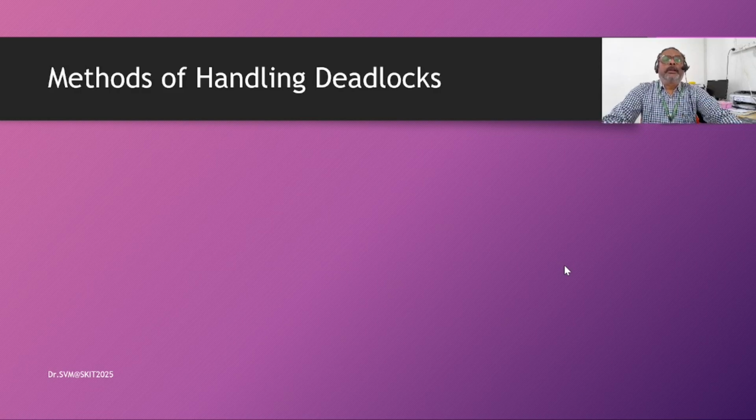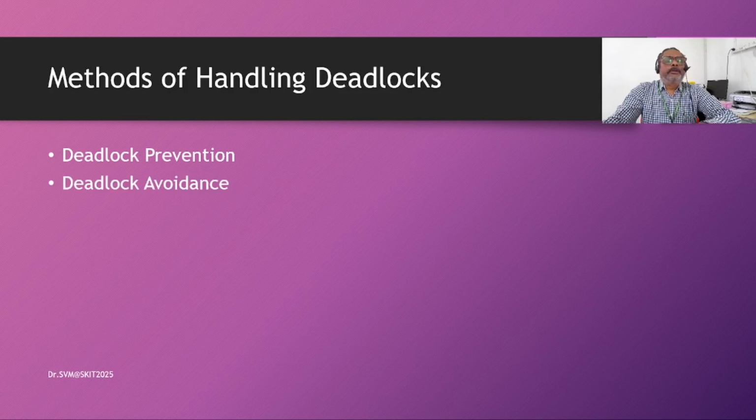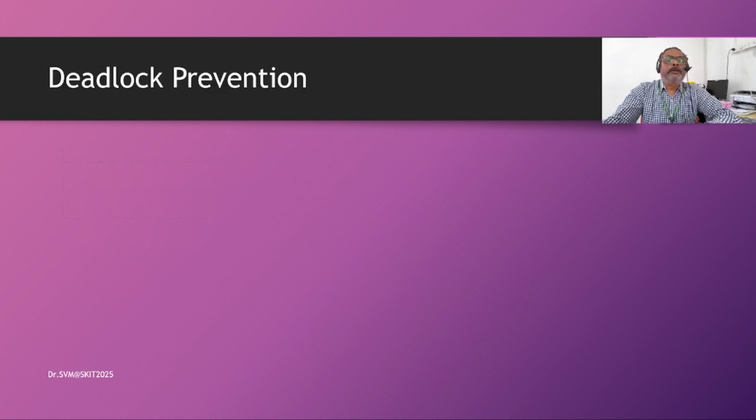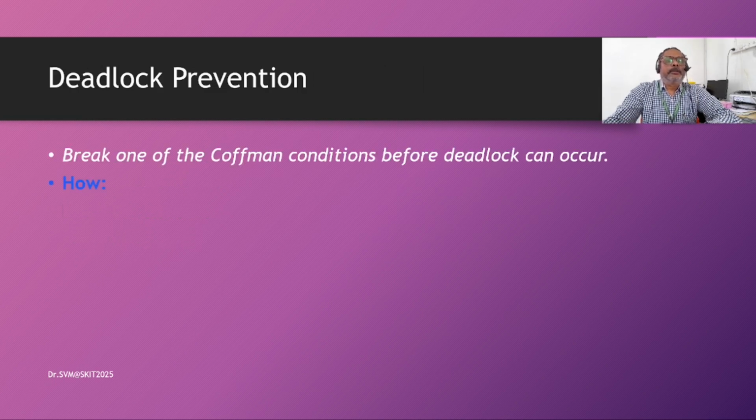There are various ways of handling deadlocks, and let's see what they are. The first one is deadlock prevention. Second one is deadlock avoidance. Third one is deadlock recovery, and finally ignore deadlocks. Let's get deeper information about each of these one after the other. To start, what's deadlock prevention?